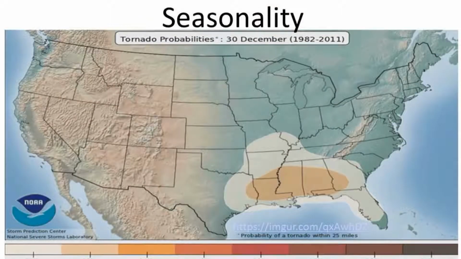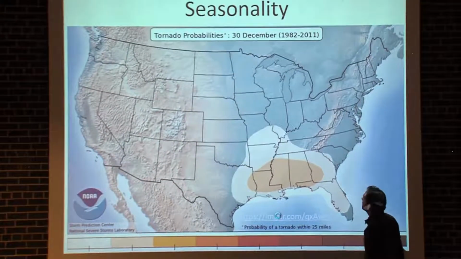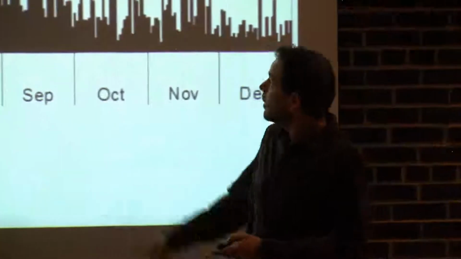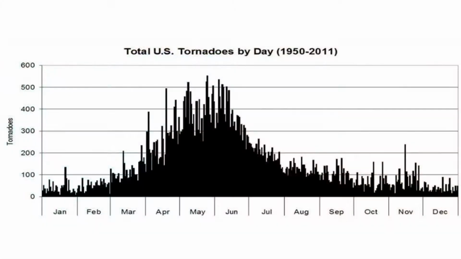This map actually goes through every day of the year and shows how the potential areas get higher and lower, and how they change geographically through every day of the year. But this graph here will show you that April, May, June is where we get the most of our tornadoes. We have some outliers here and there. Again, this is by day as well.